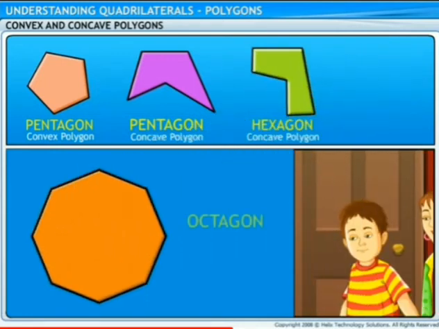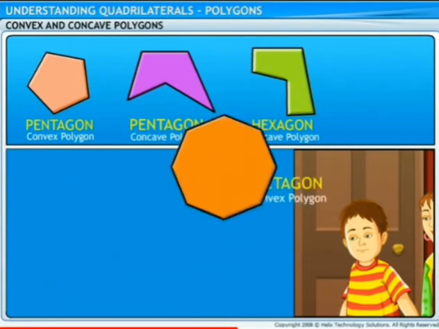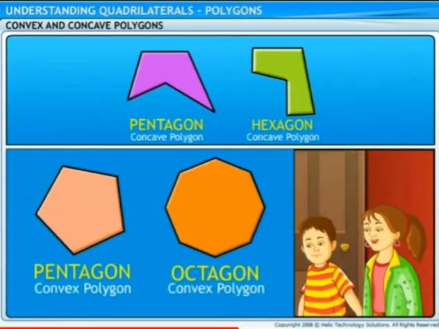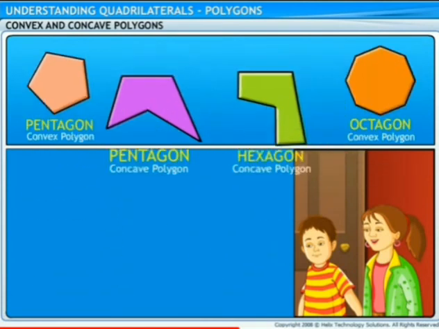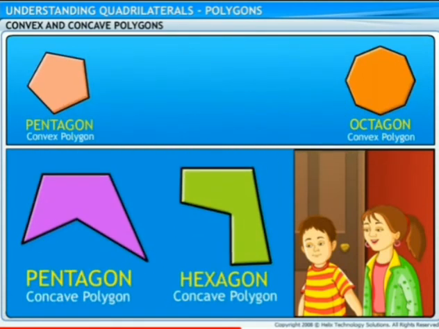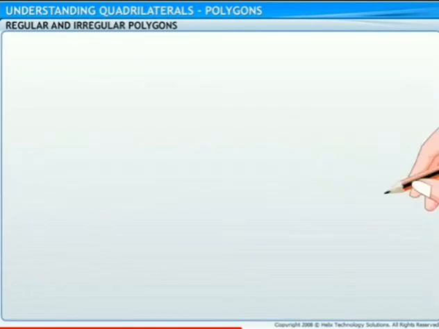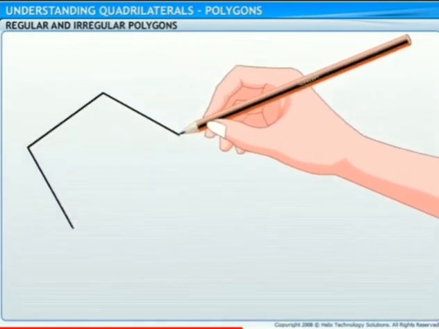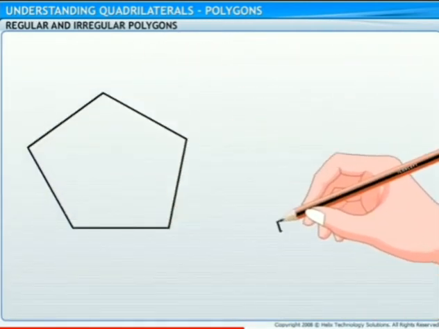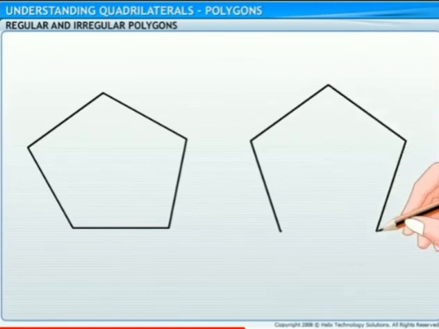The fourth polygon is an octagon since it has 8 sides. All the diagonals lie inside the polygon. Therefore, this is a convex polygon. Thus, 2 polygons are classified as convex and the other 2 as concave based on the position of their diagonals. Now let's differentiate between 2 polygons that have the same number of sides, based on the length of the sides and the measure of its angles.